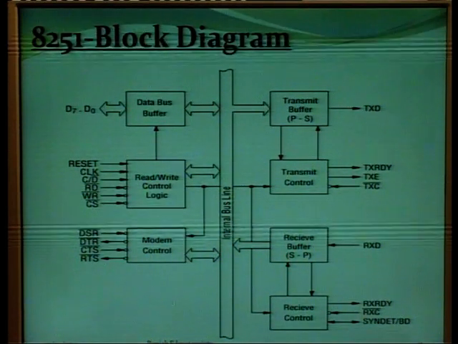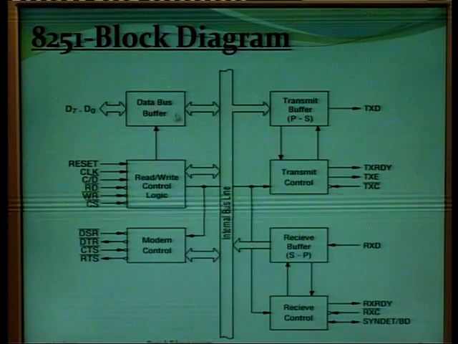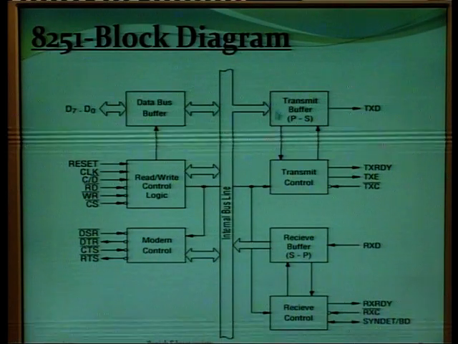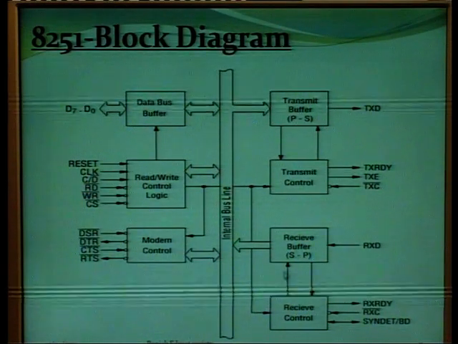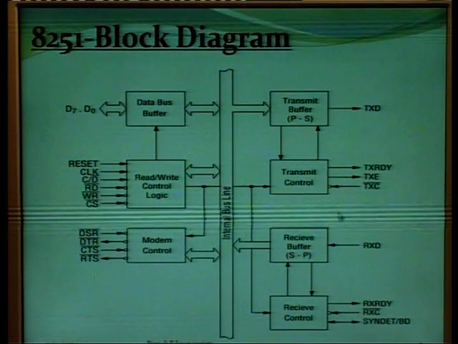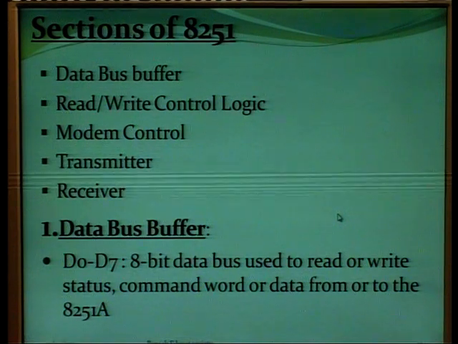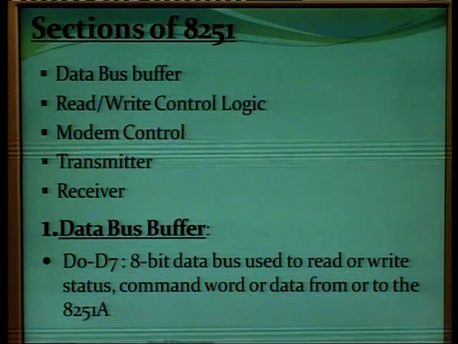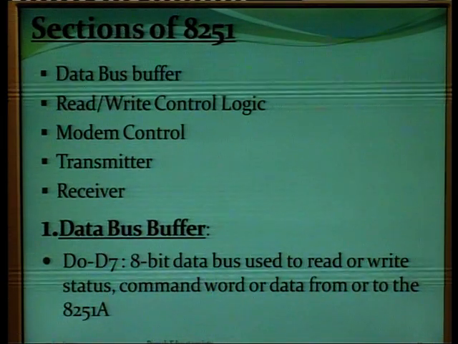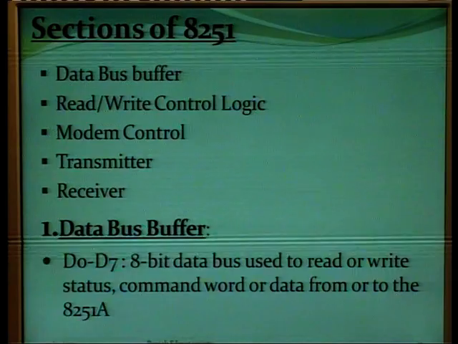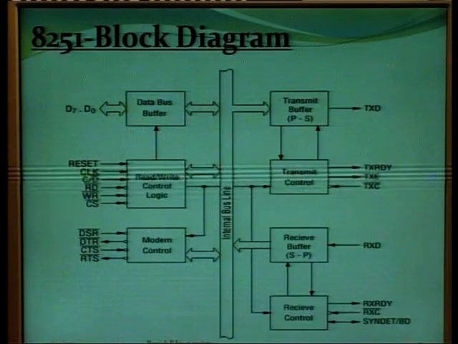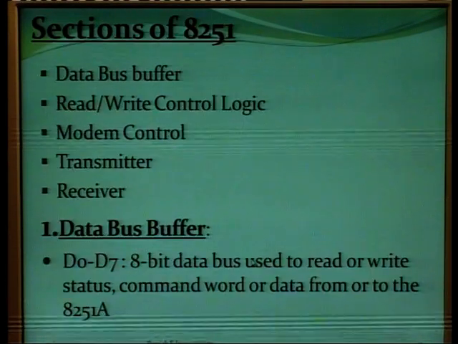It has 5 blocks, that is data bus buffer, read write control logic, modem control, this is the transmitter section, and this is the receiver section, and there are a total of 28 input output pins on this IC. So, the sections of 8251: it has 5 sections: data bus buffer, read write control logic, modem control, then transmitter and receiver section. First of all, the data bus buffer, it contains data bus from D0 to D7.